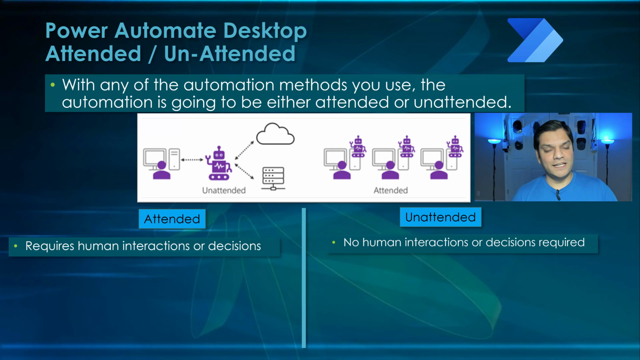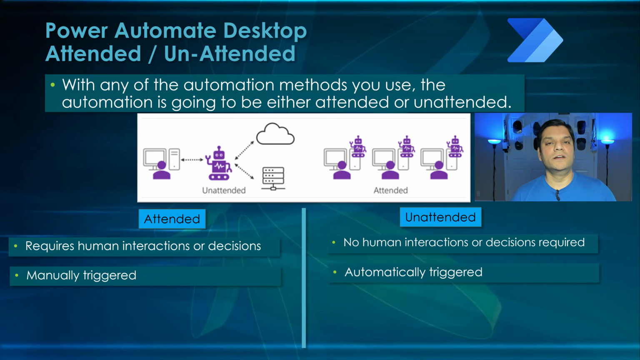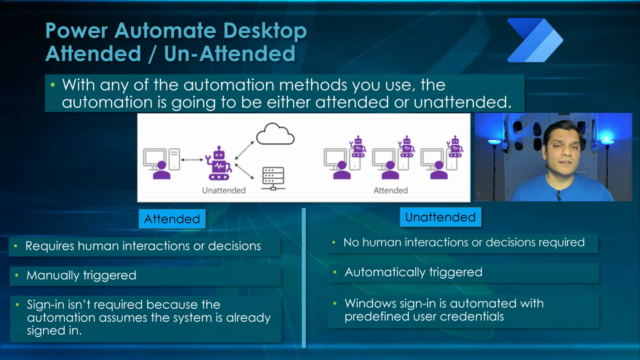For the attended and the unattended, like I just mentioned, the attended actually requires a human interaction or some decisions. The key piece over there is that you are actually helping the attended bot make some decisions. But when it comes to the unattended, no human interaction or decision is required. Next, it is manually triggered. So when I do an attended one, I actually have to start the bot, or start the robotic process automation flow, to get the process going. But when it comes to the unattended, it's completely automated. And finally, when it comes to the attended robotic process automation, sign-in isn't required because you already are there in the system triggering the bot to do that. However, with the unattended, your human interaction is not going to be there.